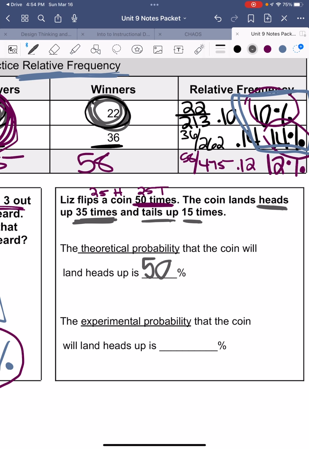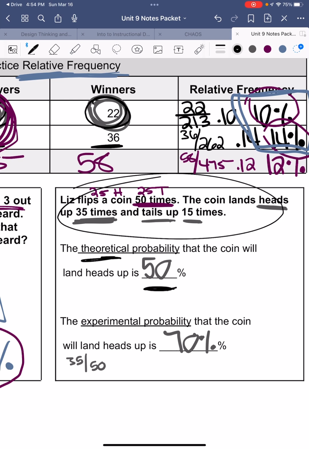That's what should happen. However, experimentally, what actually happened, it got heads 35 out of 50 times, which if I type that in on my calculator, I get 70%. So theoretically, we should get heads 50% of the time, but within this experiment, it happened 70% of the time.